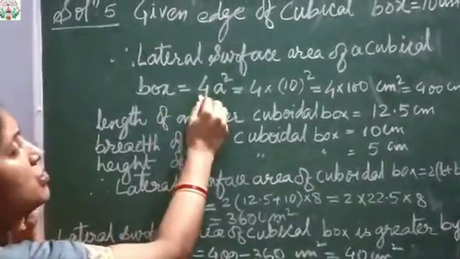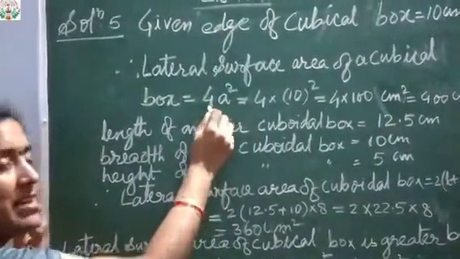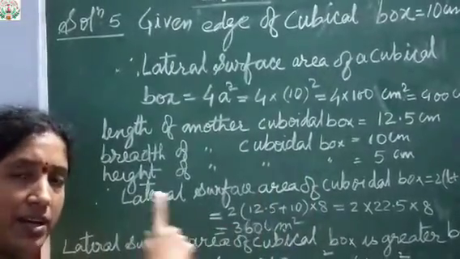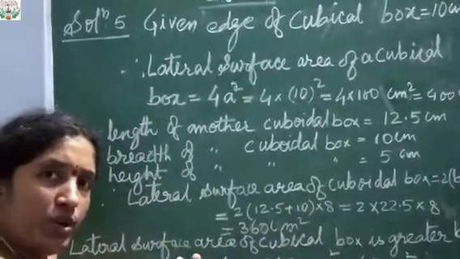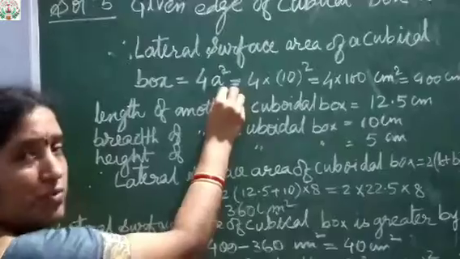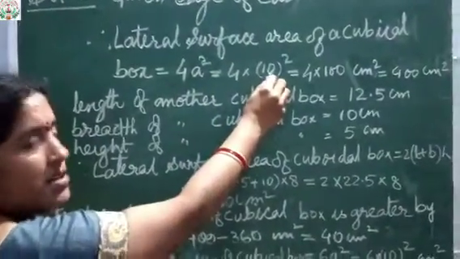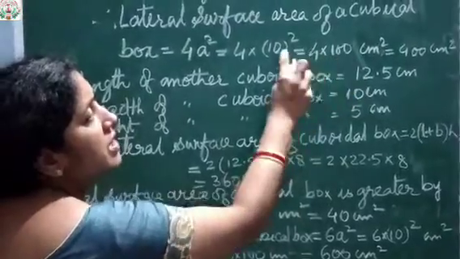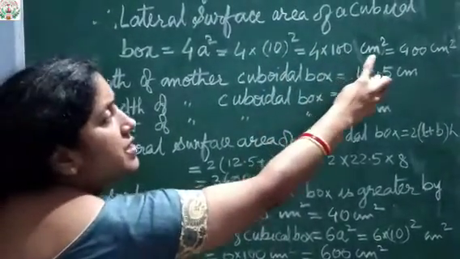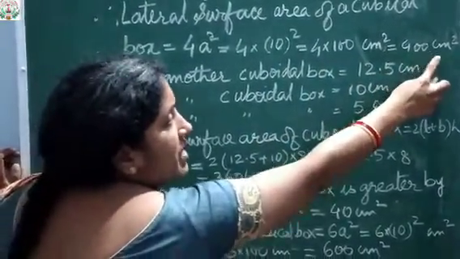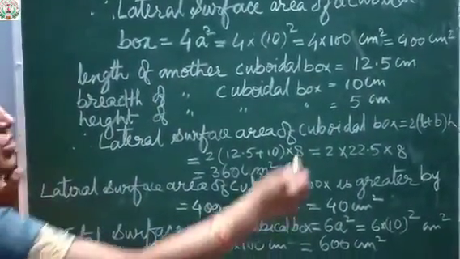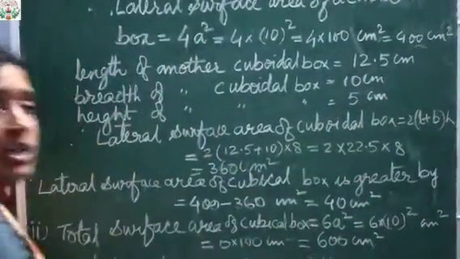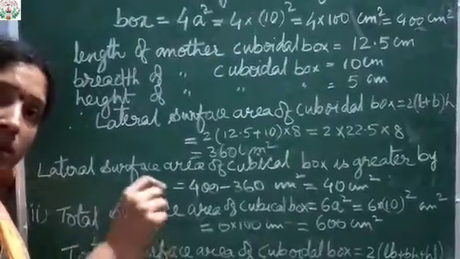So that is equals to 4a square. Lateral surface area means the side area; top and bottom we won't include. So that will be 4a square. So a is 10, so 4 into 10 square, 10 square is 100, so 100 cm square into 4 equals 400 cm square. So this is the lateral surface area of the cubical box.